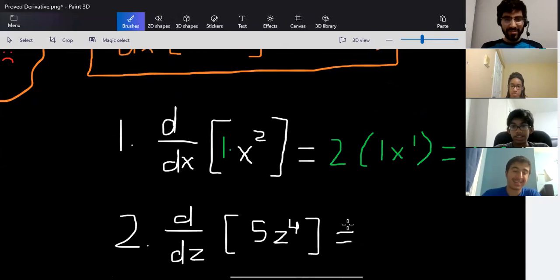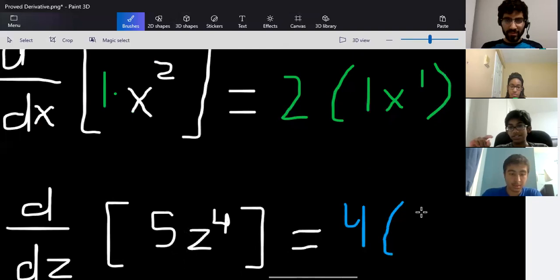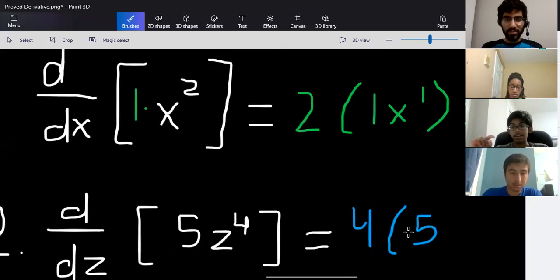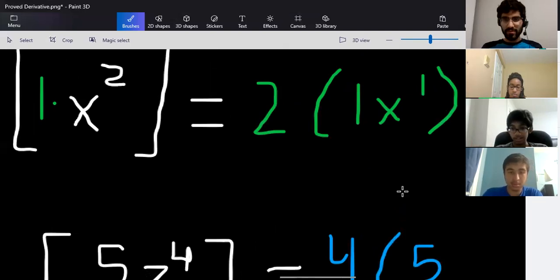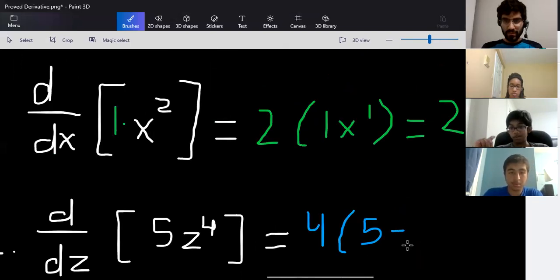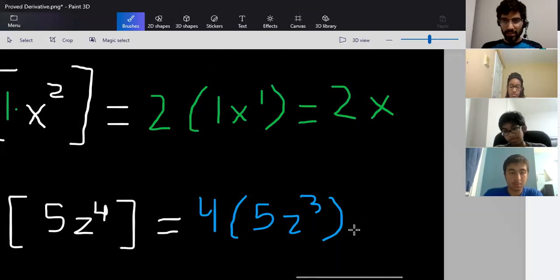You take the exponent and put it up front. Got it. Then you put the coefficient, so that's 5, the a value. Yep. And then the z to the power of 4 minus 1, which is 3. You got it. So 4 times 5 is, in this case, 20.